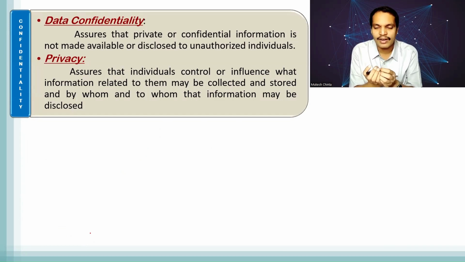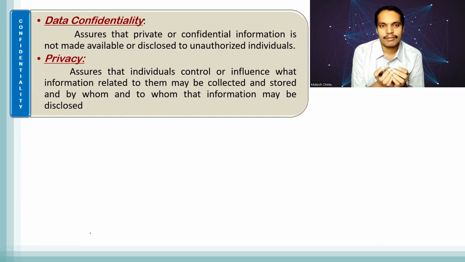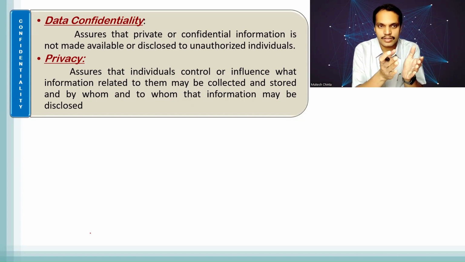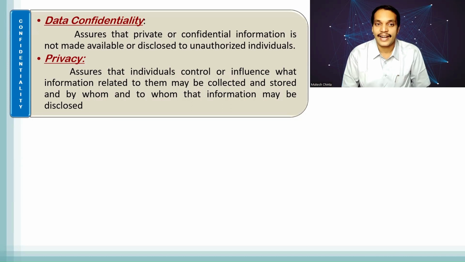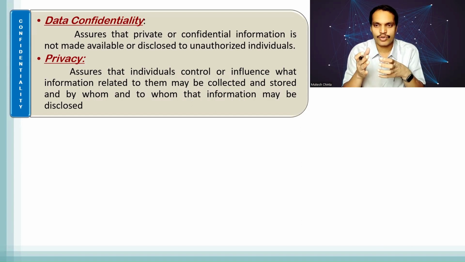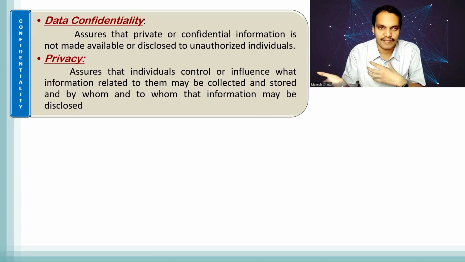To understand it better, confidentiality is actually divided into two components, or the understanding of confidentiality is now based on two things. First one is data confidentiality. As I just told you earlier, data confidentiality assures that private or confidential information, that is your information, is not made available or disclosed to unauthorized individuals. That is what we call data confidentiality. So whichever sensitive information you have, it should only be visible or available to me or to my communicating party, but not for everyone.